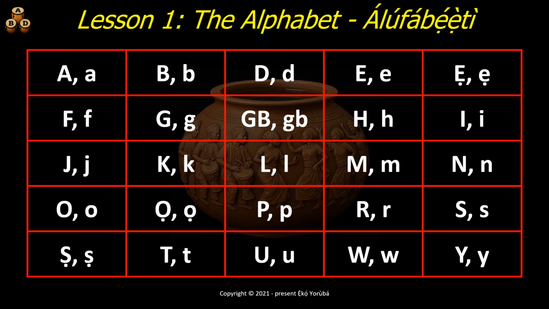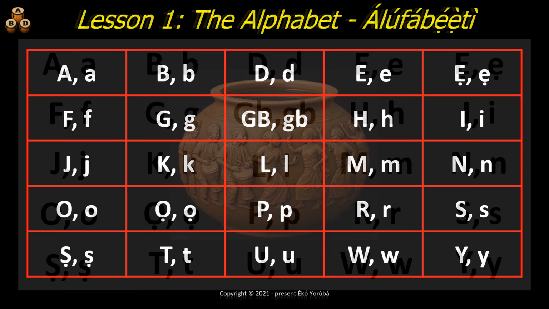The English alphabet does not have Ẹ, Gb, Ọ, and Ṣ. The Yoruba alphabet does not have C, Q, V, X, and Z. English is an intonation language. Yoruba is a tonal language. Be encouraged to have a very good understanding of the Yoruba alphabet. It would help in facilitating your learning the Yoruba language.